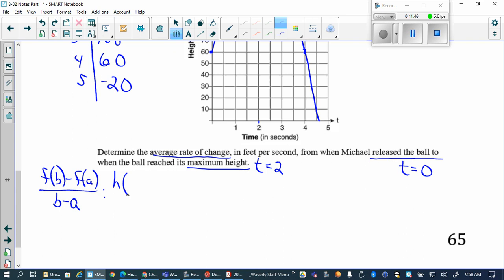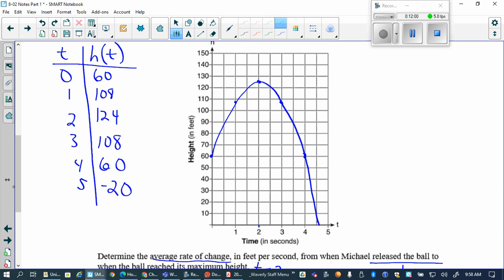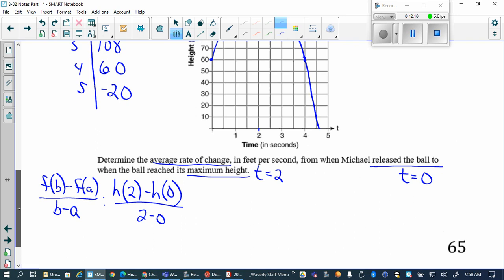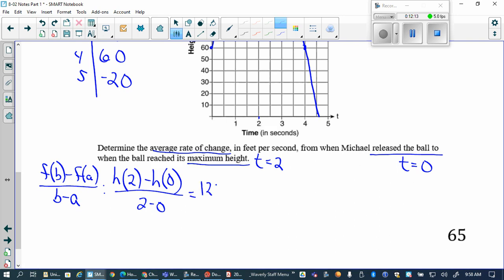H of 2 minus h of 0 all over what? H of 2 and h of 0 should be easy. Did you not just make a table? Look at your table. What's h of 2? All right, go ahead and plug all that in now, okay? What's h of 0? All over, well, that's just 2, yeah? Go ahead and finish this out, you guys. Tell me what the average rate of change is.